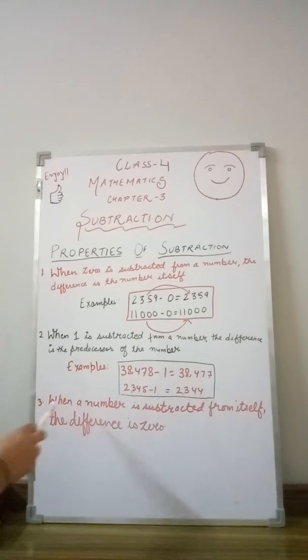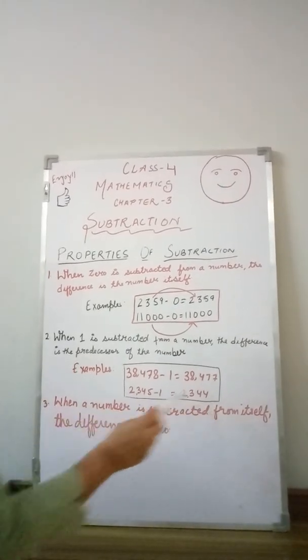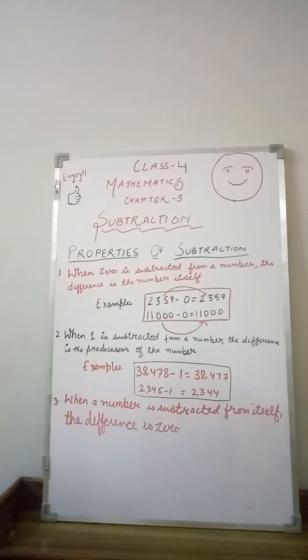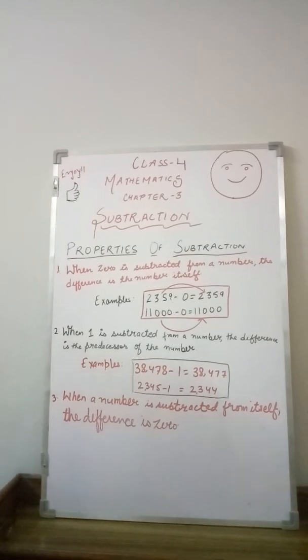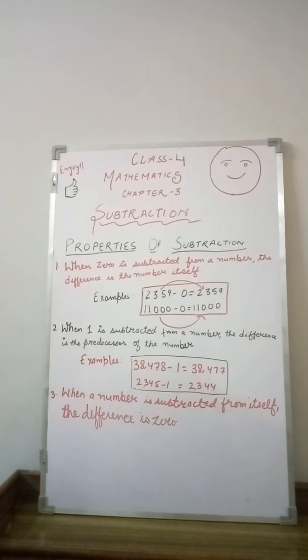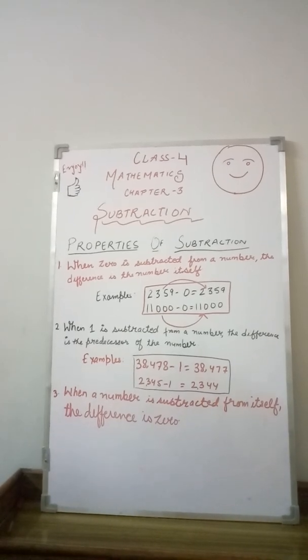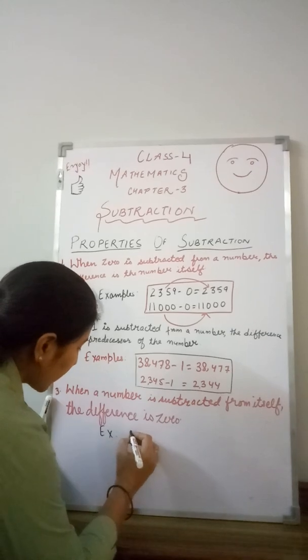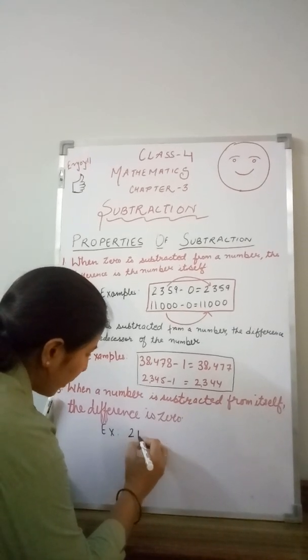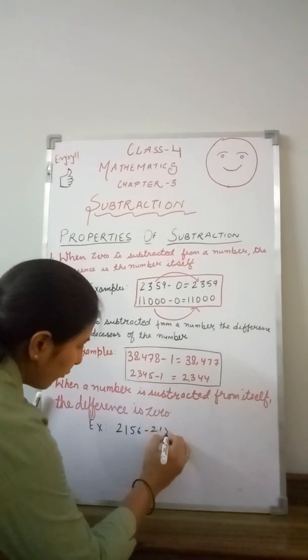The third property is when a number is subtracted from itself, the difference is 0. Same number is subtracted from same number, so the answer is 0. So let's take 1 minus 1 is 0, 10 minus 10 is 0, 100 minus 100 is 0. You can take a bigger number also. Let's take the example for this property. Suppose your number is 2156 minus 2156.